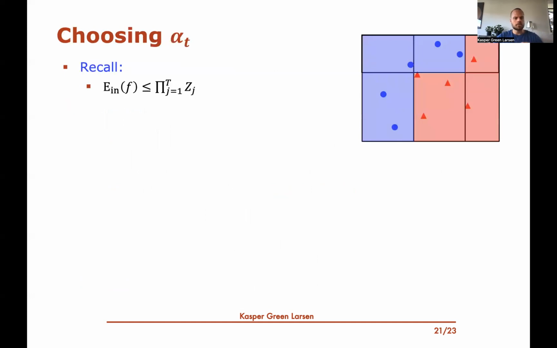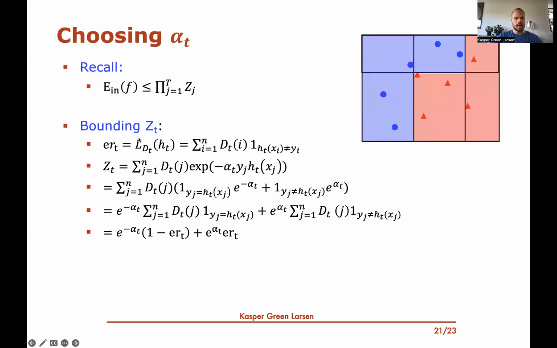So basically, the way that you can derive that this is the right choice for alpha t is that when we looked at bounding the in-sample error, we showed that it was bounded by the product of these normalization terms. And then when we were bounding the normalization terms, we rewrote them as e to the minus alpha t times 1 minus the error t, plus e to the alpha t times the error t. This is just a couple of slides ago. We ended up with this rewriting.